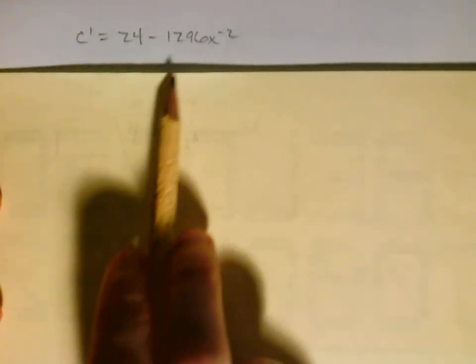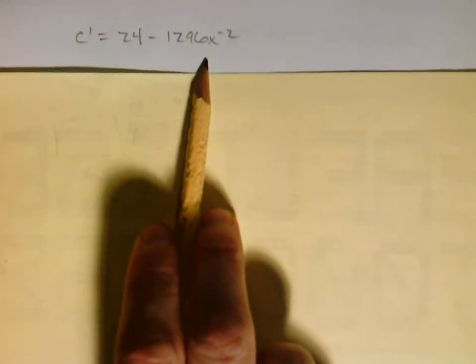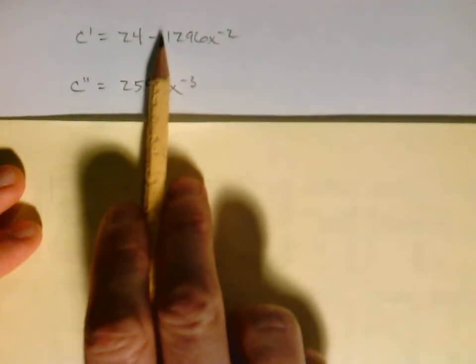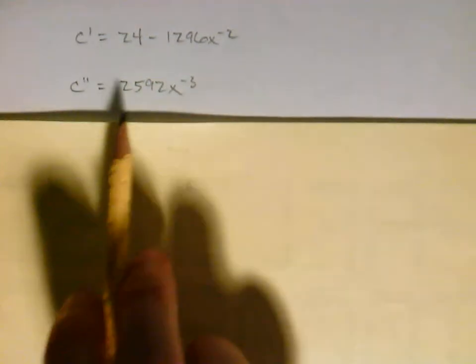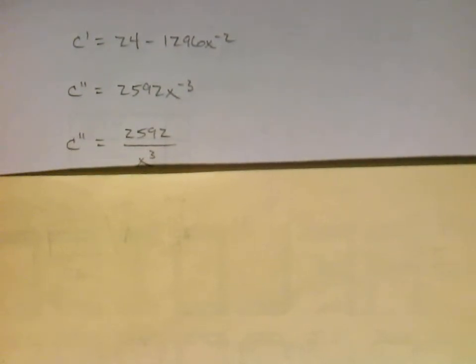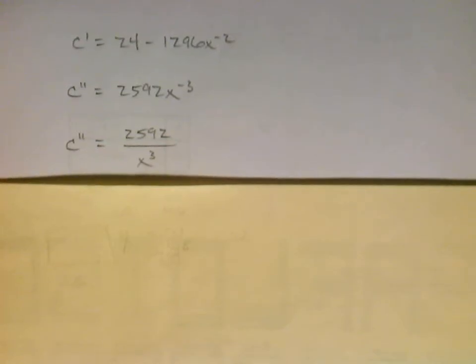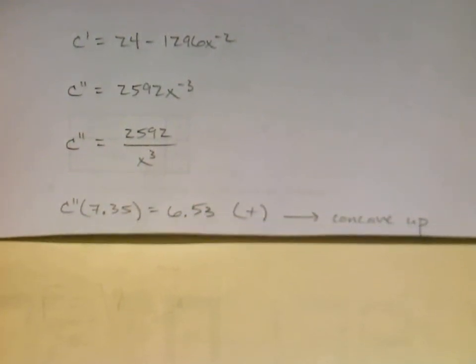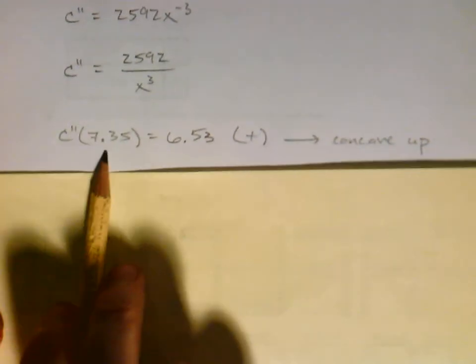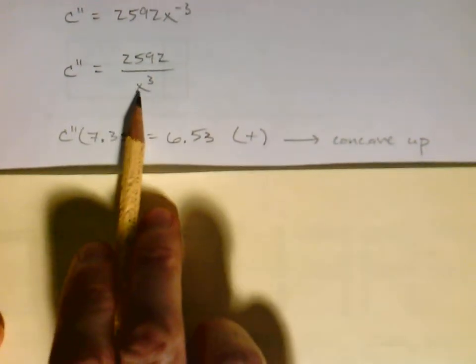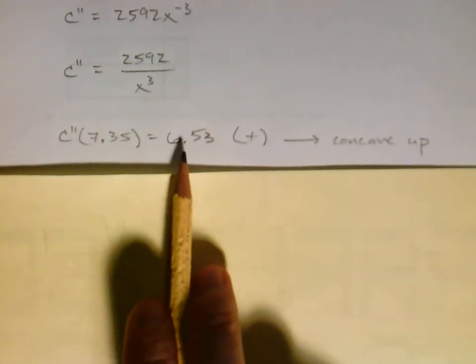Okay, so there was the first derivative from a moment ago. Let's take a second derivative. That -2 multiplies down, drops to a -3. It's 2592 x to the -3. So we're going to put 7.35. Oh, and I went ahead and converted to that way, I guess. All right, sure. So either way, I plugged in 7.35 into there, and well, I got 6.53. The number is not important.